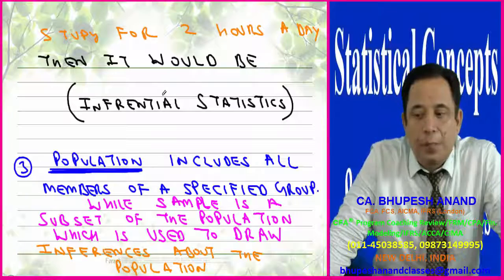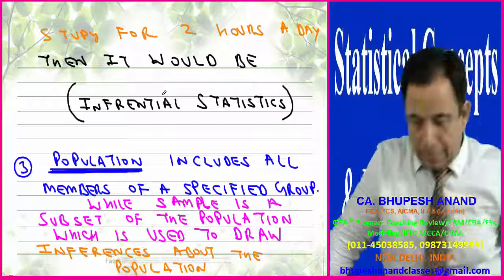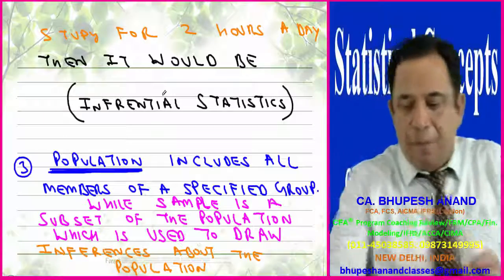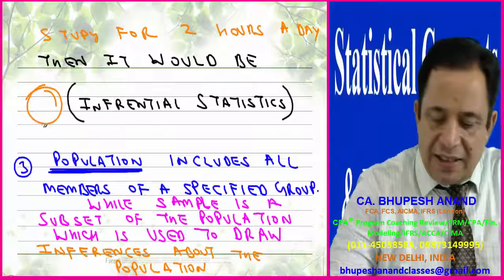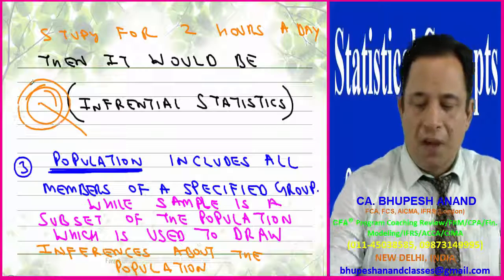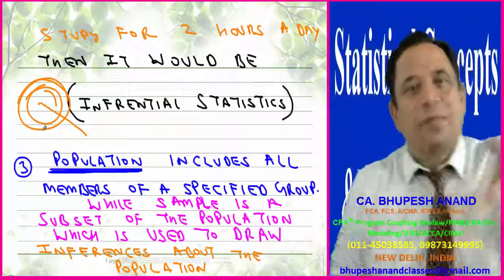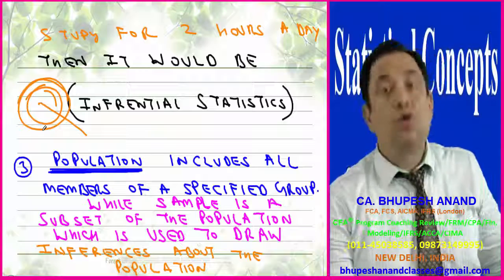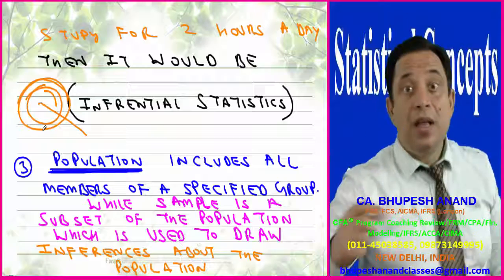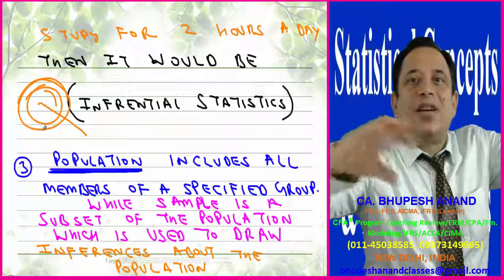So third point, population includes all members of a specified group, while a sample is a subset. When I say sample, it is a subset. This is a population, this is a sample. Population is bigger than a sample. A sample is a subset of that population which is used to draw conclusions. Because if we want to purchase potatoes or onions or vegetables, we do not check all the potatoes of the vegetable vendor. We just check 2 or 3 potatoes.